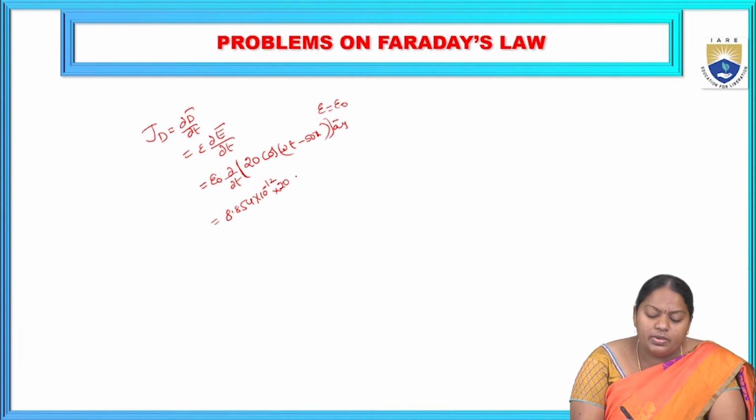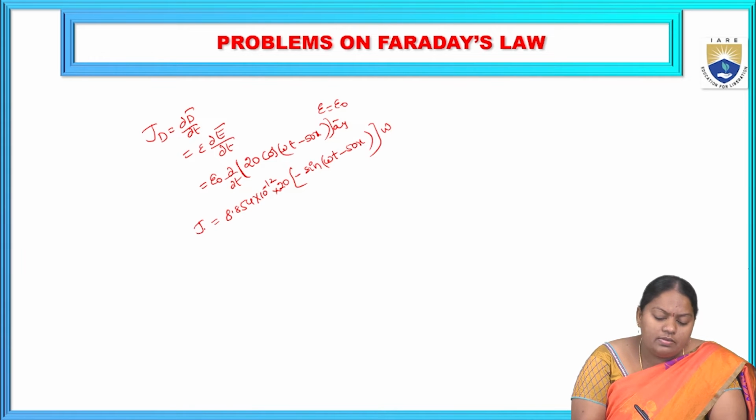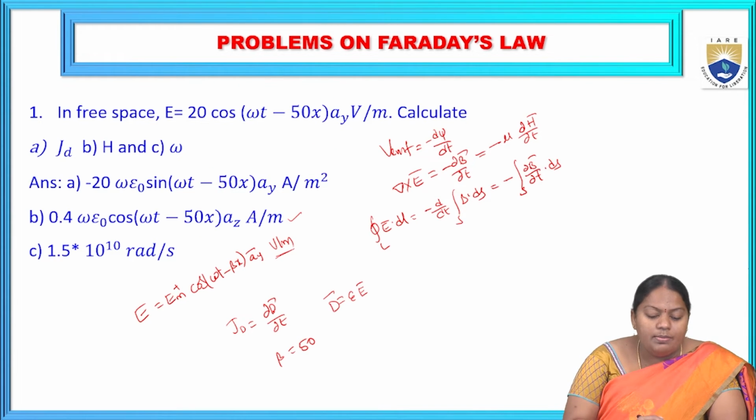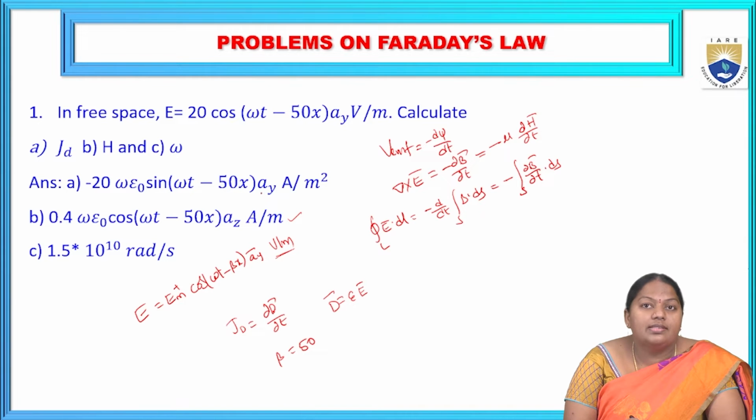Differentiation of cos becomes minus sine, then minus sine(omega t minus 50x), right, into omega. That is the value for JD. So JD is equal to, this is the way we can evaluate the equation for JD as previously: minus 20 omega epsilon naught sine(omega t minus 50x) into a_y ampere per meter square.